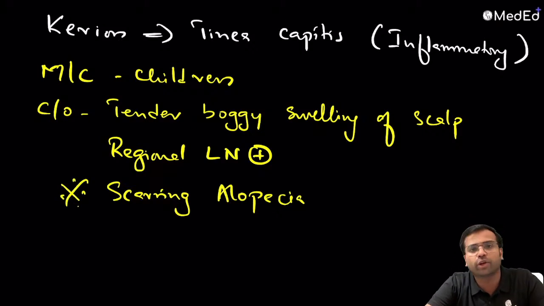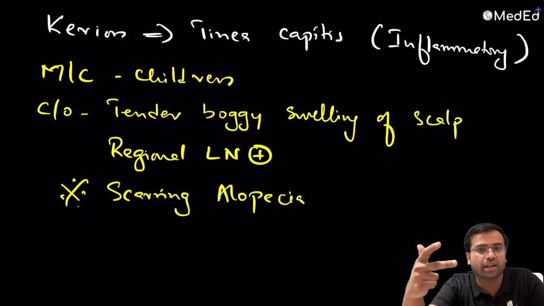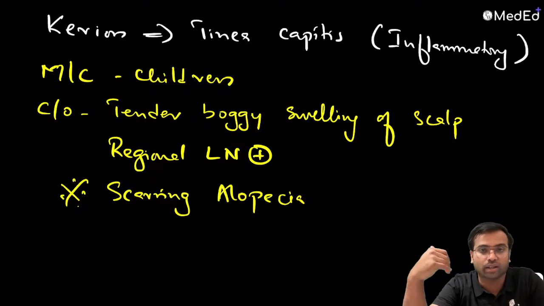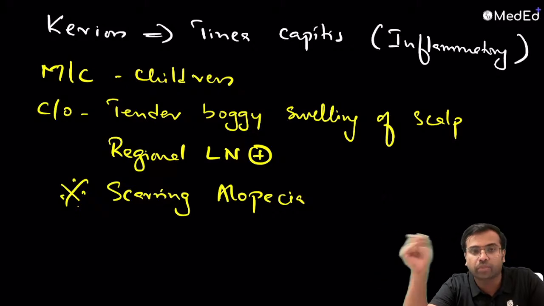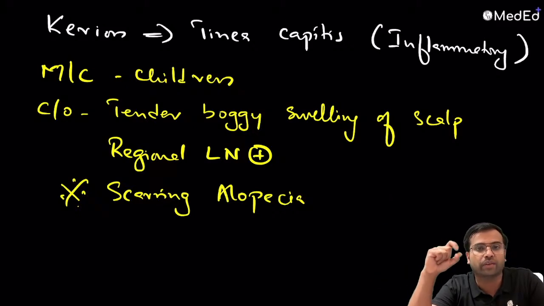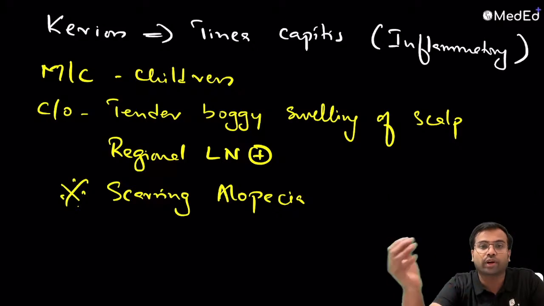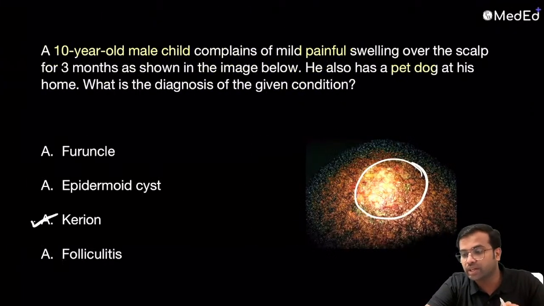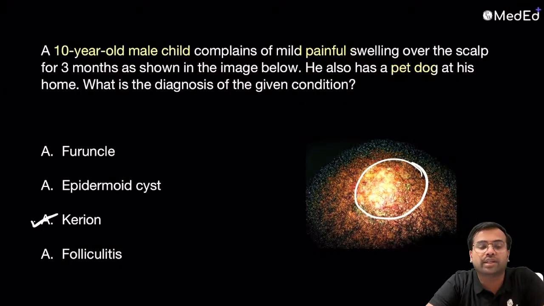I'm sure that during your preparation you must have learned about a lot of causes of scarring alopecia. One of the important causes, that too in a child, is going to be kerion. So tender boggy swelling, regional lymphadenopathy, scarring alopecia, and of course there is a history of contact with domestic pets. Why? Because the fungus, the dermatophyte which causes this infection, is usually transmitted to humans from these domestic pets. So here the right answer is going to be kerion.